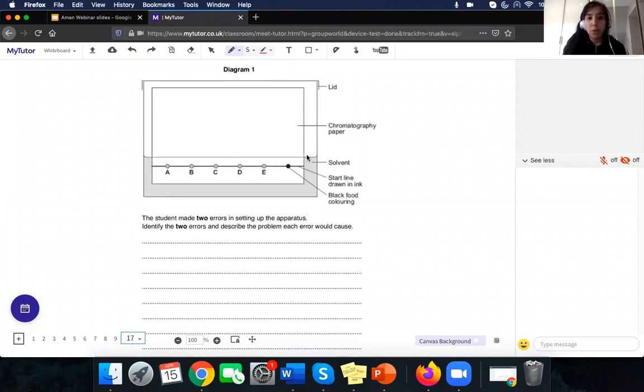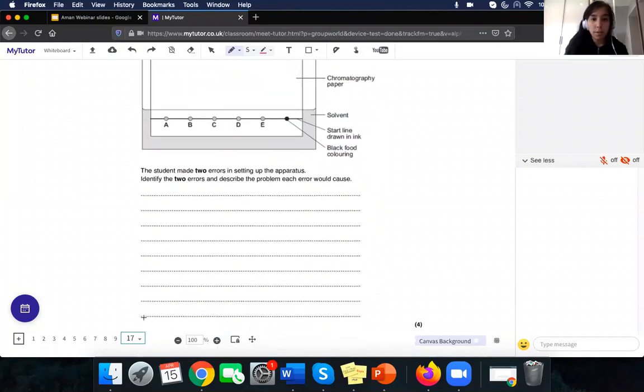Yep, the ink won't be able to move as it will have dissolved. Well done, everyone. Good, so that's the two errors and we've described those.